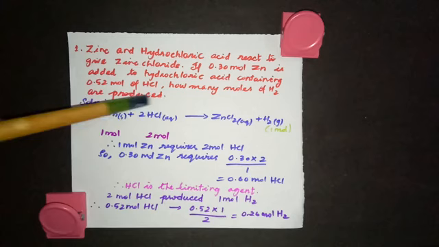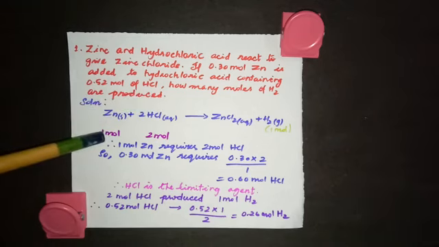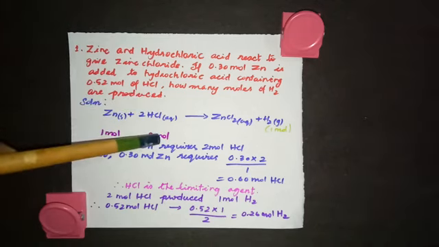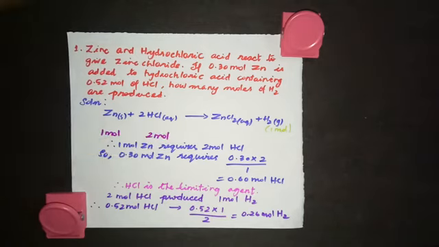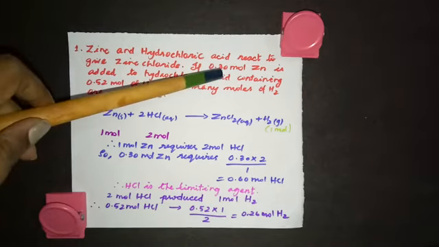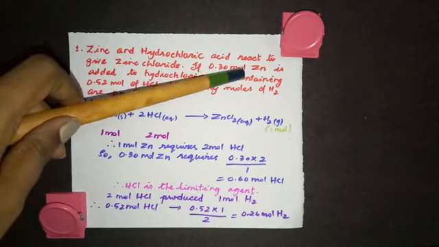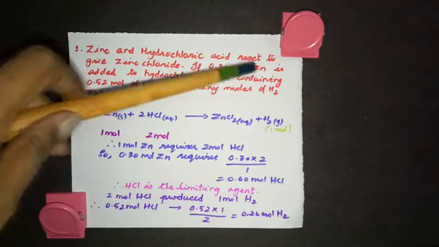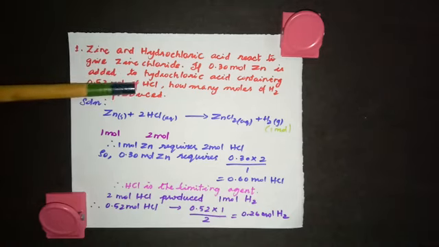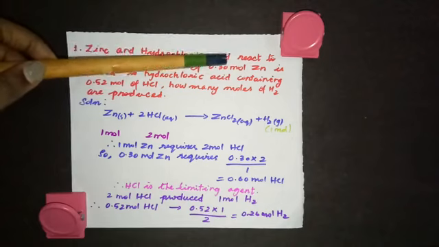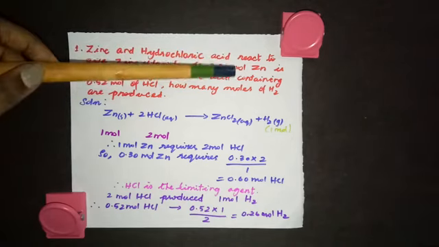Now according to this equation, 1 mole of zinc reacts with 2 mole of HCl, which means 1 mole zinc requires 2 mole HCl. Now look at the question. They have given you 0.30 mole of zinc and 0.52 mole of HCl. You just leave one reactant and take only one. You can either take zinc or HCl. Here I have taken zinc.